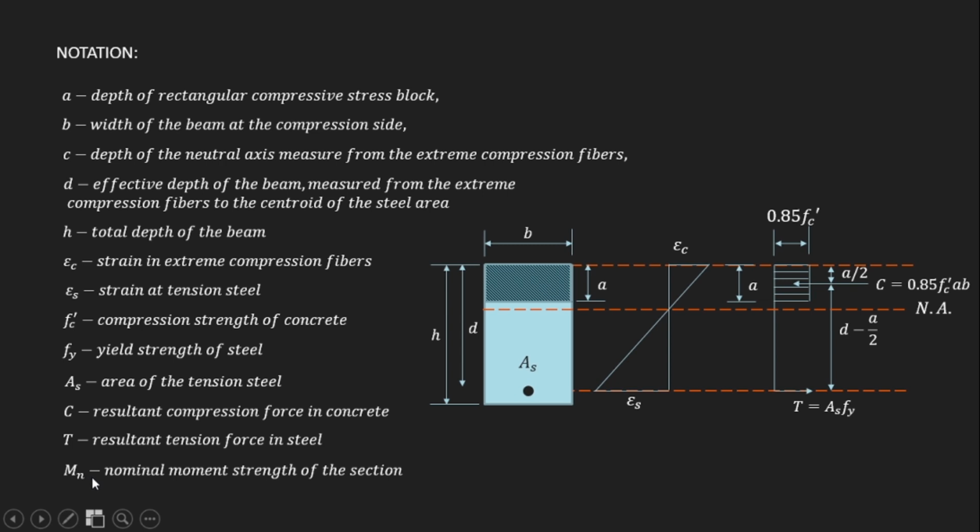So, yung for MN naman, ito yung pagdetermine natin ng capacity of our beam. So, MN is the nominal moment strength of the section of the beam. Ito yung capacity of our beams.